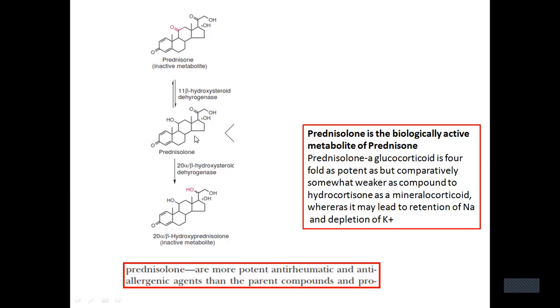Prednisone is converted to prednisolone, and prednisolone is again converted to hydroxyprednisolone, which is inactive, whereas this is active and this is a biologically inactive molecule. It is a glucocorticoid modulator, more potent than prednisone, and weaker than hydrocortisone as a mineralocorticoid activator. So you must know what glucocorticoids and mineralocorticoids do to our body.